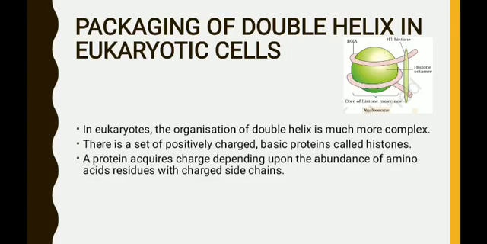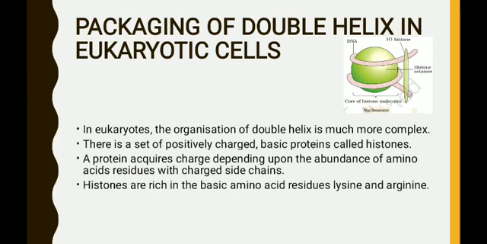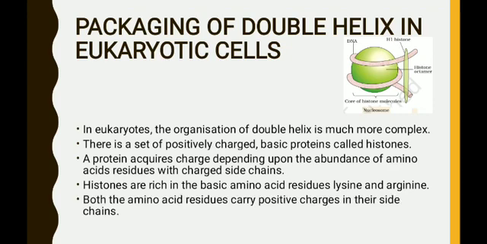A protein acquires charge depending upon the abundance of amino acid residues with charged side chains. The charge is because of the amino acids. Histones are rich in the basic amino acid residues, lysine and arginine. So the histone proteins are mainly composed of lysine and arginine amino acids. Both the amino acid residues carry positive charges in their side chains. That's why the histone proteins become positive in sign.